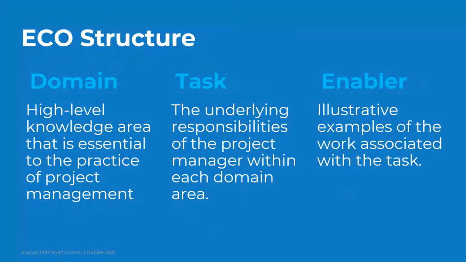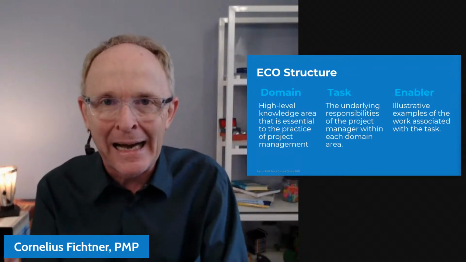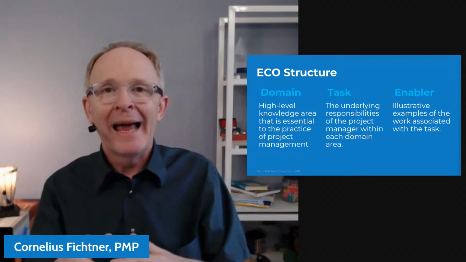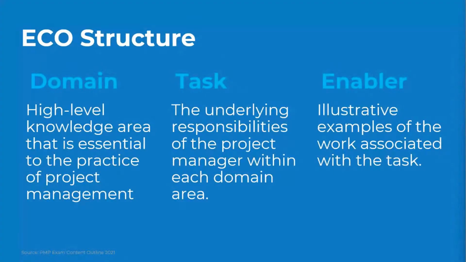If you don't know what domains, tasks, and enablers are, here's a quick overview, right? A domain that the ECO talks about is a high-level knowledge area essential to the practice of project management. The tasks are all the things that you and I do as project managers day in and day out: leading people, helping people, making a budget, creating a schedule. Those kinds of things are in the tasks. And then the enablers are a little bit below that. A task has subtasks, so to speak, and the enablers are the examples of the actual work that is associated with it.